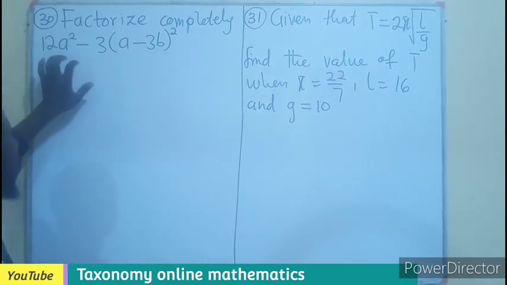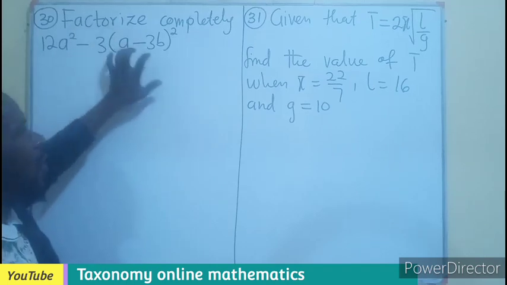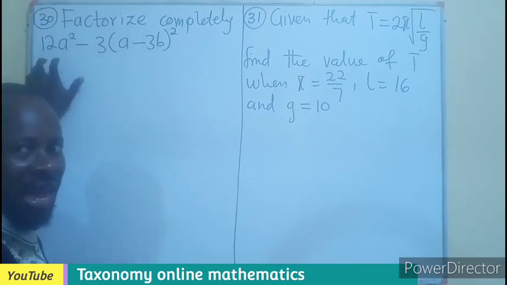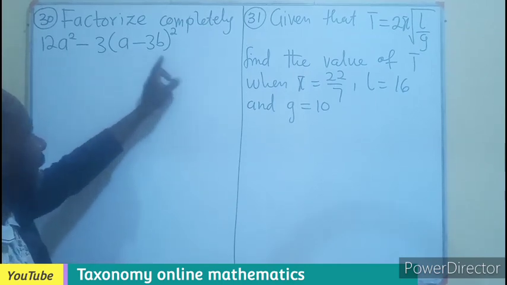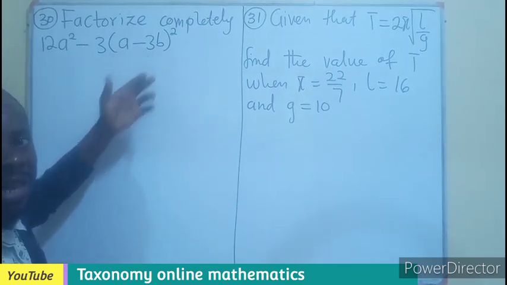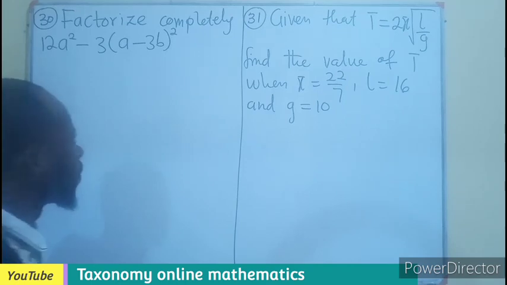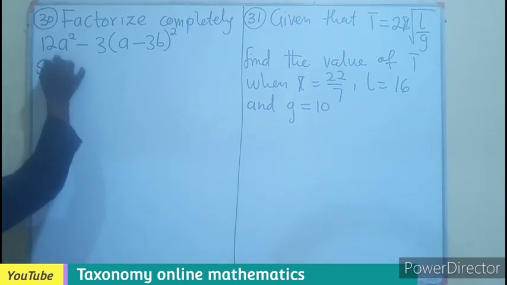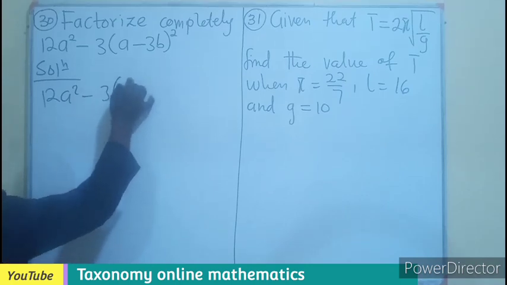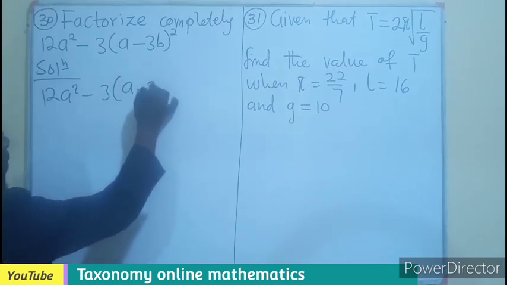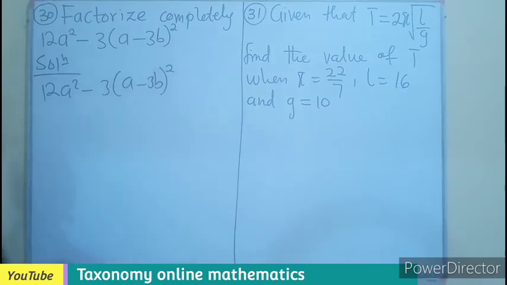So I'll look out for a common factor here and a common factor here. If I can't find any common factor, then I have to expand the bracket in order to group like terms. So we have 12a squared minus 3 into bracket a minus 3b all squared.